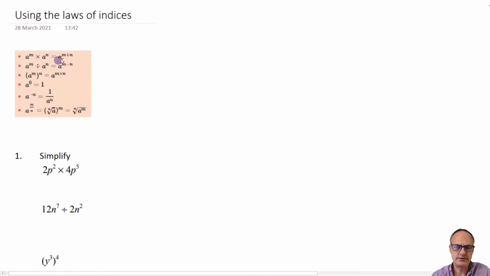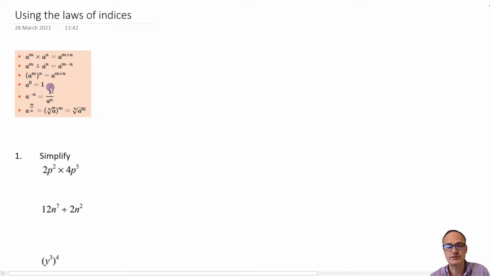Today we're going to be using these laws of indices here. So if you can't remember them all, do feel free to take a couple of minutes to pause the video and just copy out the laws of indices. So you've got a to the m times a to the n equals a to the m plus n. Dividing, you've got a to the m minus n. A to the m to the n is a to the m times n.